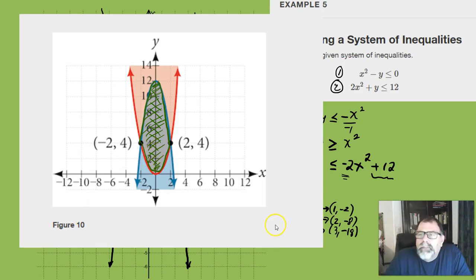Okay, so that brings us to the end of that section. Again, practice, practice, practice. Go to the end of the section and do the section exercises, all the odds. If you can, do a few more, and I will see you next time.